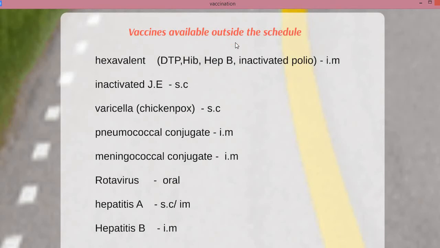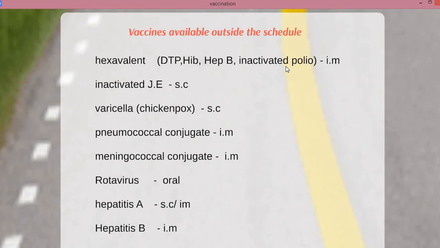What are the vaccines available outside the schedule? We have the hexavalent vaccine, which has come against the pentavalent vaccine. The difference between pentavalent and hexavalent is that it has the same vaccines included in the pentavalent, that is diphtheria, tetanus, pertussis, Haemophilus influenzae B and hepatitis B. But on top of that, it has inactivated polio as well.